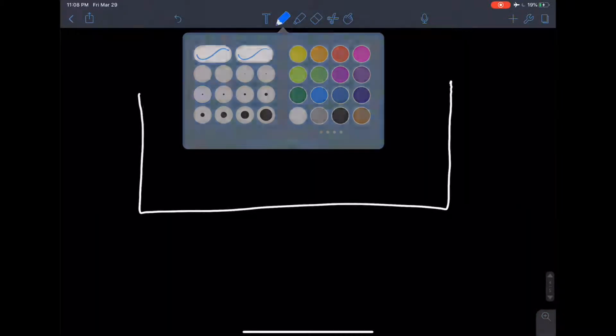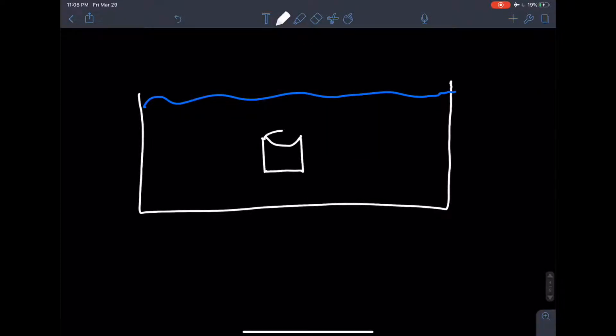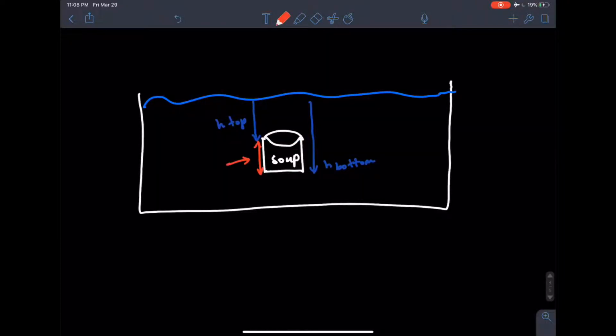So we are going to draw in this pool yet again. We draw in our water level, and then I draw my soup can, and then I'm going to draw in the depth of the surface to the top of the soup and the depth of the surface of the water to the bottom of the soup. And then we have this red line, which represents the change in height, the height of the bottom minus the height of the top. This is the difference in height of the can.